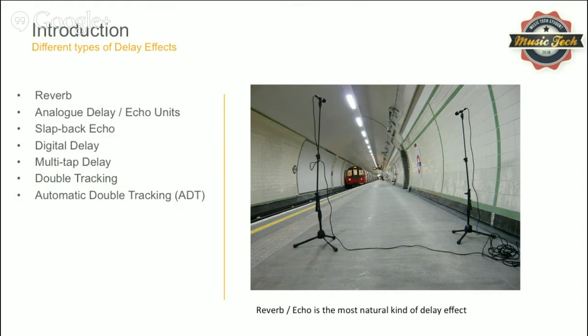Okay, the next ones we have are analog delay and echo units and slapback echo, all of which use this idea of running tape through a system and then recording onto the tape the original signal and then pushing the recorded signal out through the playback head. Okay, and we'll have a look at that in a second. And then we move on to the more modern digital delays and multi-tap delays. And then we look at recording methods of getting delay, which is double tracking and automatic double tracking, ADT.